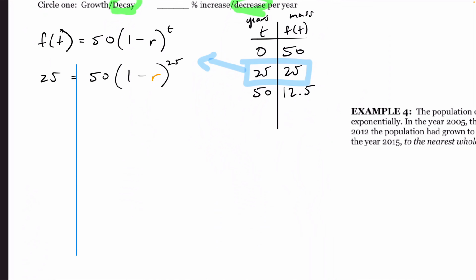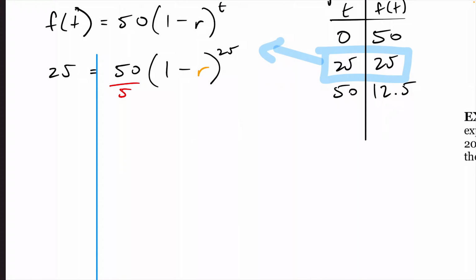Can I distribute 50? No, because the power is not 1, it's 25. So what do I do first? How do I get r by itself? Divide by 50. What is 25 divided by 50? Yep, half. 0.5 or half. You can put the decimal or the fraction, whichever one you prefer, as long as you use the correct one, it's okay.